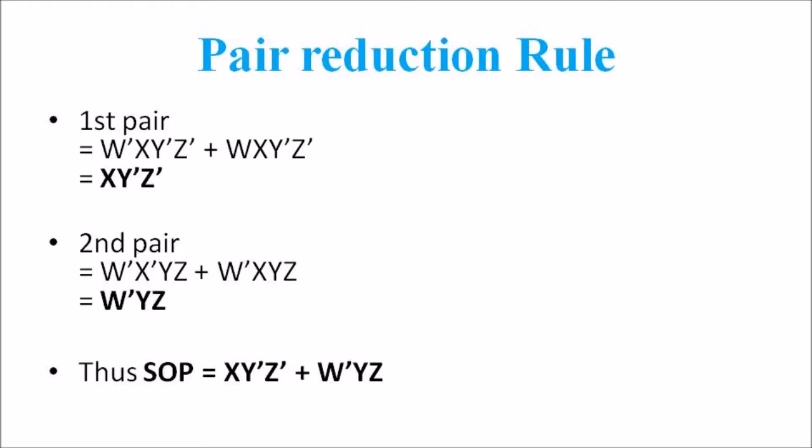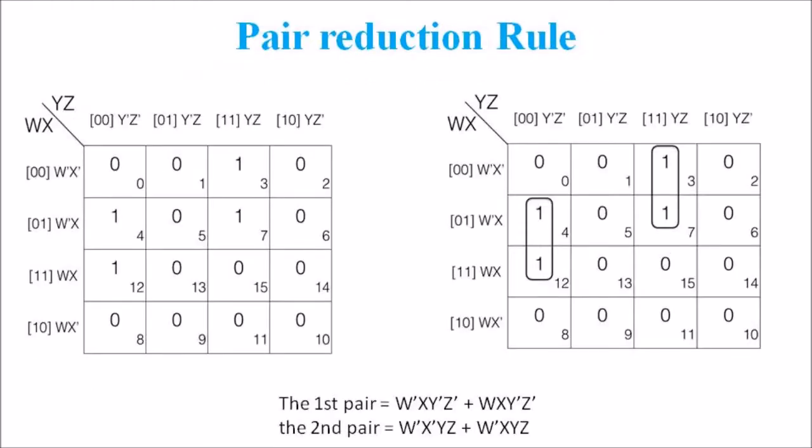So in the pair reduction rule, the points to be remembered are: the pairing should be done only for adjacent sets of minterms, and the pairs are taken with 2 raised to n cells only. And in the reduction, we should remove the variables which are changing.